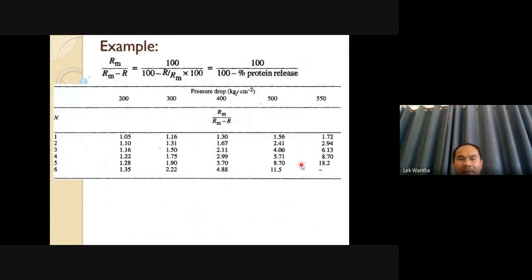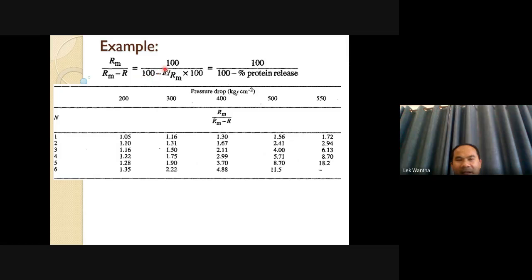Okay. For the first step, we calculate the term log Rm divided by Rm minus R equal to K N P power A. For this case, we assume the maximum is 100% protein, and then Rm is 100, and R over Rm multiplied by 100 is the same technique.